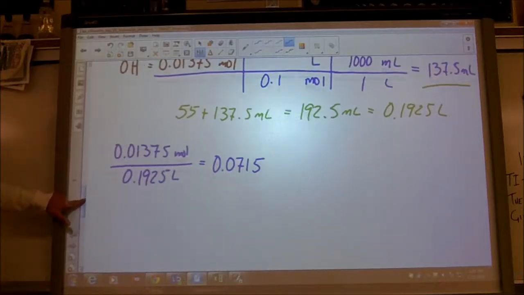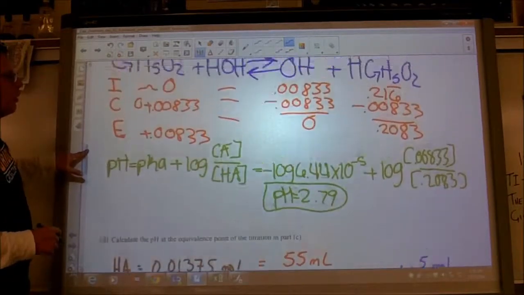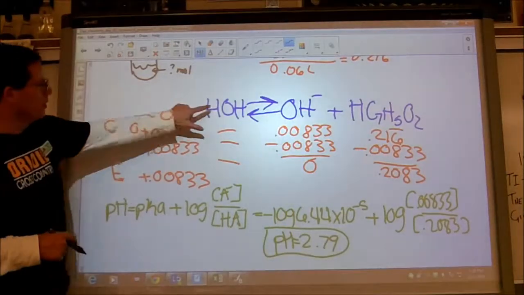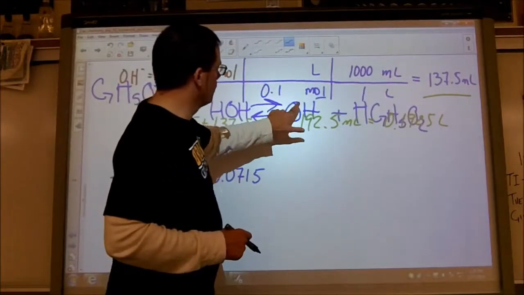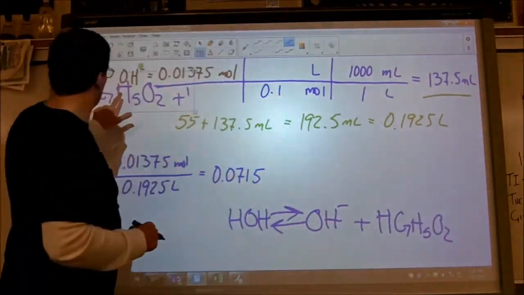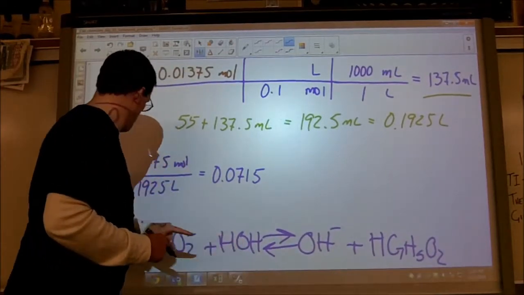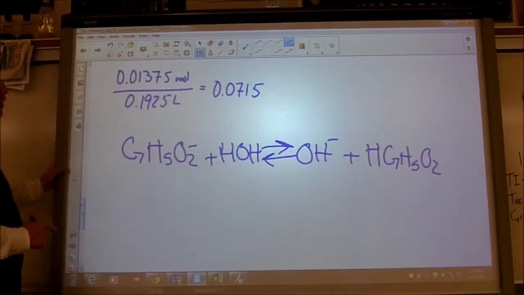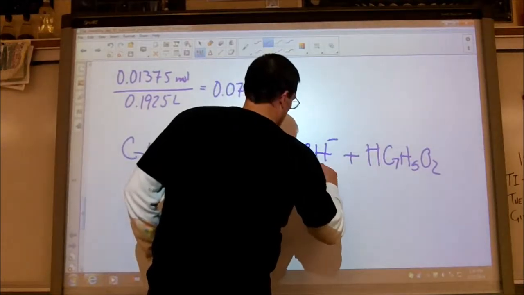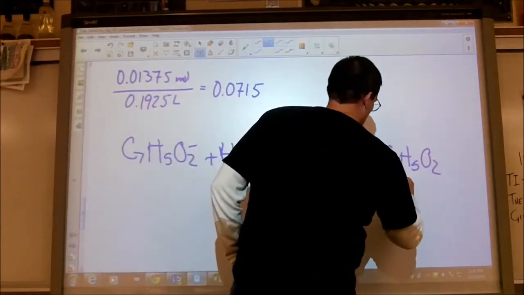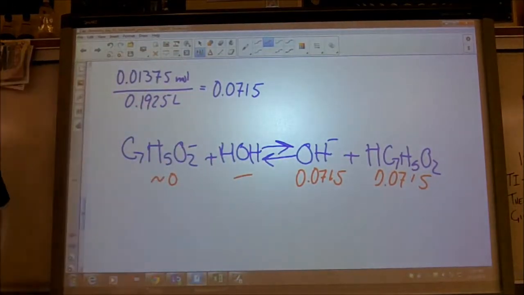Now, I personally always make another ICE chart just so I don't do something dumb. So I'm going to use Sam's ICE chart. Okay, so let me ask you this. If I have 0.715 dash approximately 0, what are we going to do?